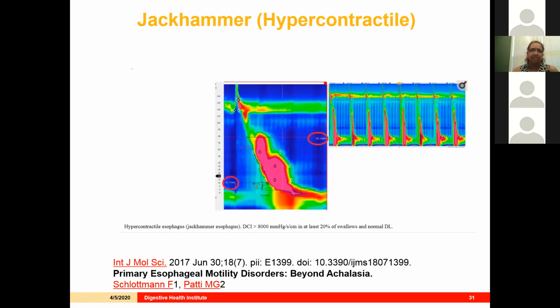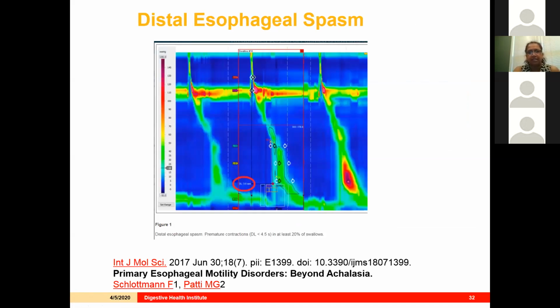Jackhammer esophagus is essentially one of the new names for nutcracker, and you can see with jackhammer that you're going to have normal relaxation. Your IRP is going to be fine, but your DCI is going to be elevated in at least 20% of your swallows, and the DL is going to be normal, meaning that you maintain your normal peristalsis. So generally, I'm going to treat these patients like I would a patient who has gastroesophageal reflux disease.